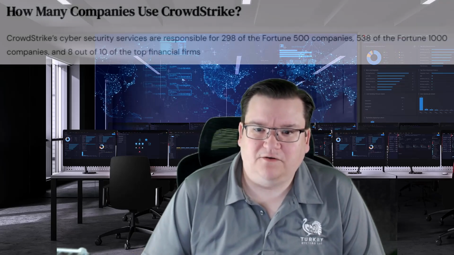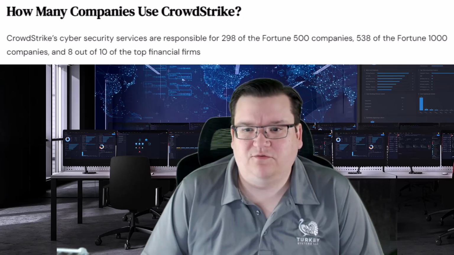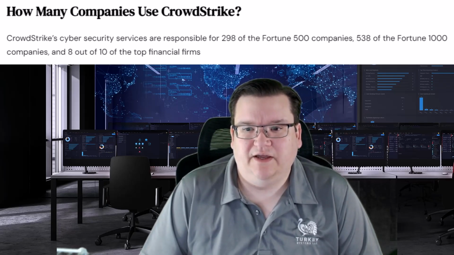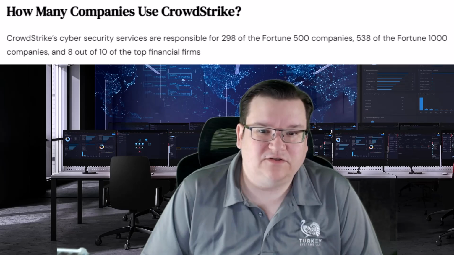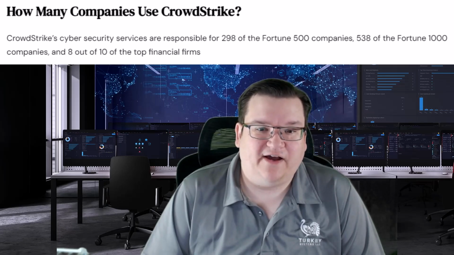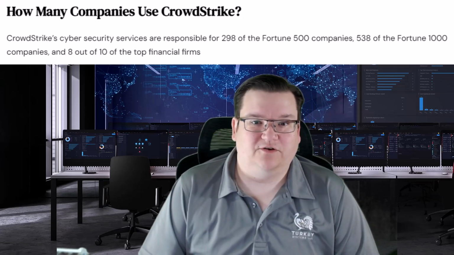Now, the ones that use Crowdstrike typically are not your end home users. Crowdstrike is actually pretty expensive software, so a lot of enterprises use it. Matter of fact, according to techbusinessnews.com, they are responsible for 298 out of the Fortune 500 companies and over half of the Fortune 1000 companies, as well as 8 out of 10 of the top financial firms in the entire world. So they are very much an enterprise-focused security solution.